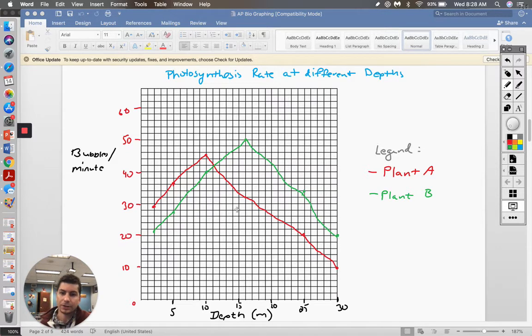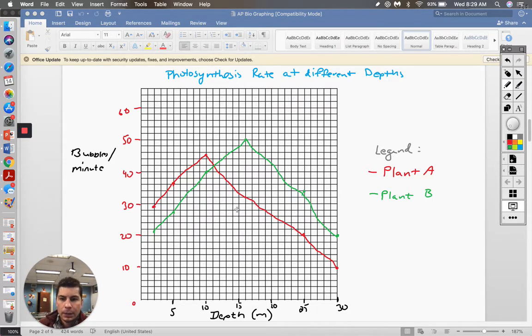Sorry, it's hard to draw lines on this thing. Okay, so there is your graph. Everything is done. We can see the difference between our two plants. Okay. Now, what does this show us? I know there's no big questions on that on your paper, guys. But what does it show us?